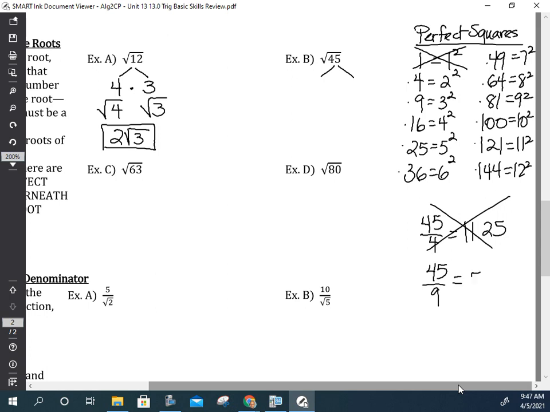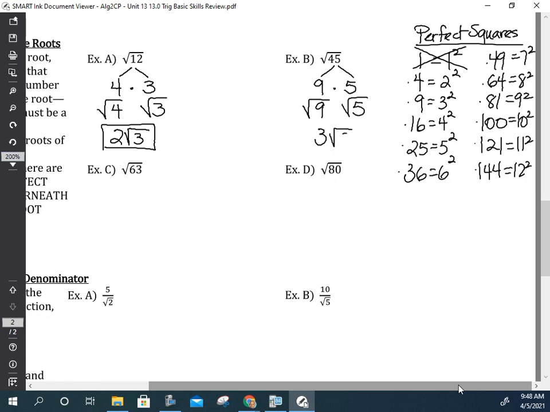45 divided by 9 is 5. So you can use those. 9 times 5. Again, breaking down square roots basically depends on how well you know how to multiply and divide. Square root of 9 is 3. Square root of 5, say it's the square root of 5. Any questions, parts A or B?